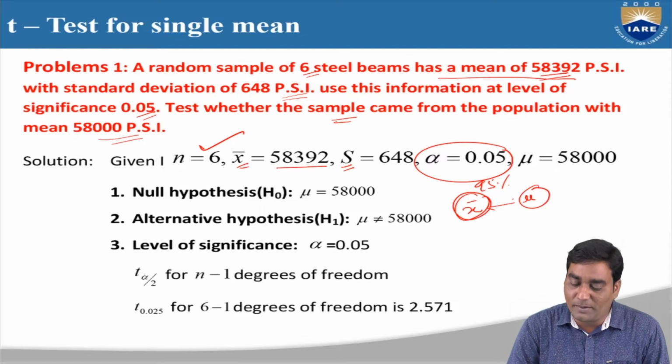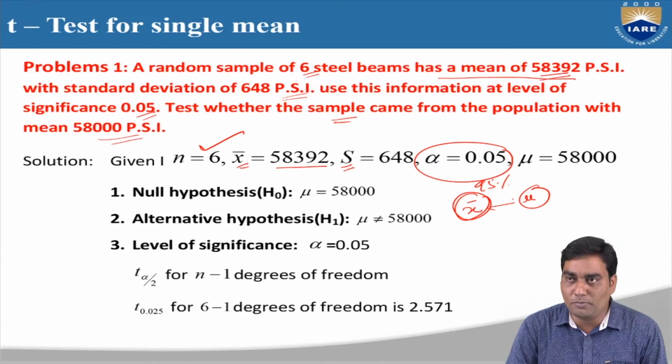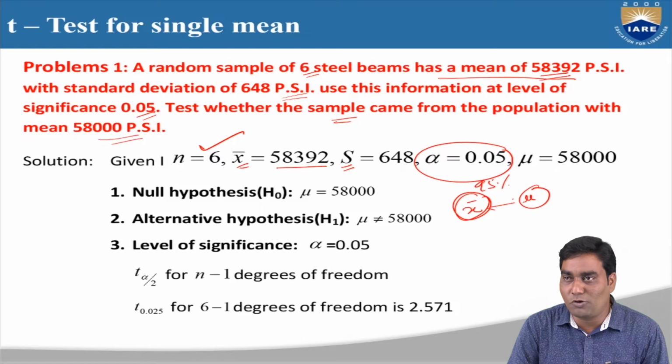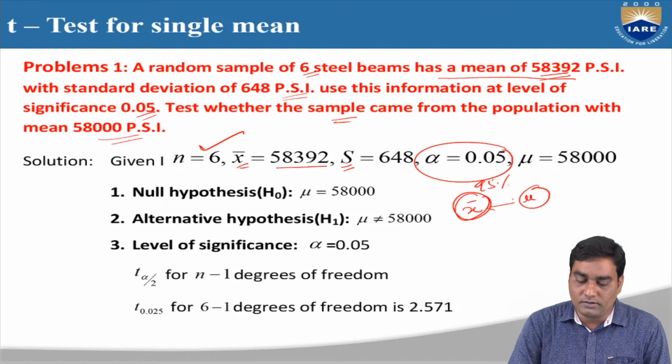In this problem, if you observe, we have only one sample with the size n equal to 6. So this problem consists of only one sample with size less than 30. That means a small sample. If it has only one sample, and it is small, we can use the t-test for single mean. That is the hint based on the problem. According to the problem, we decide this problem is suitable for the t-test for single mean because it has only one sample and it is also small.